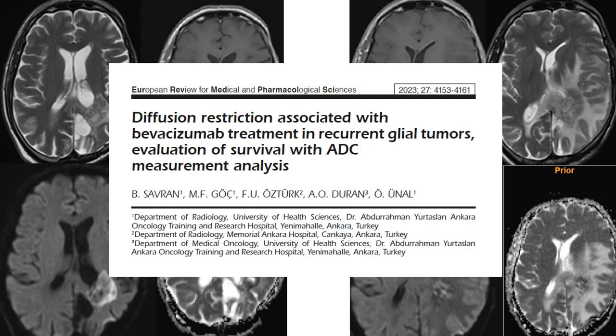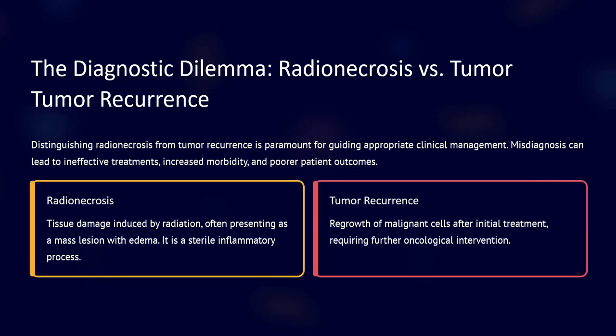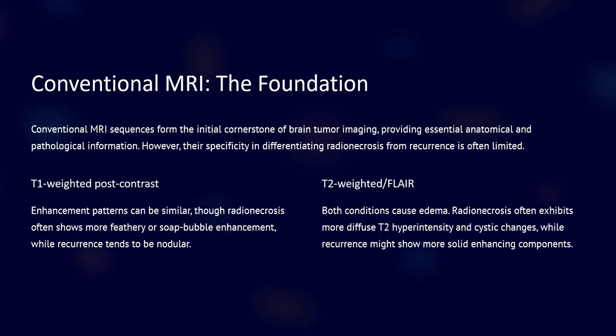This is a very important point. So we can't depend on one parameter. It's something like a puzzle. I can't say the diffusion is the best, the spectroscopy is the best, perfusion is the best. No, it's almost like a puzzle. We have to complete the picture. Lastly, radionecrosis versus tumor recurrence, tissue damage by radiation giving a mass-like lesion.